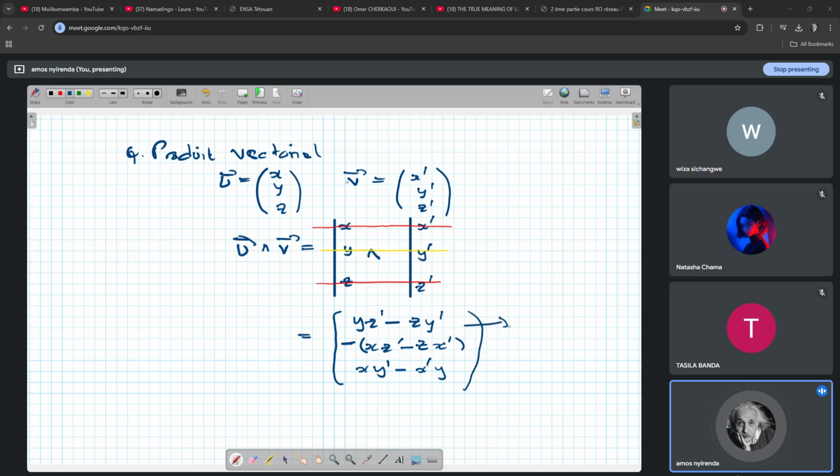Now this is going to be composant 1. This is going to be composant 2. This is going to be our composant 3. Is everything okay? This is how we do our produit vectoriel. C'est bon?